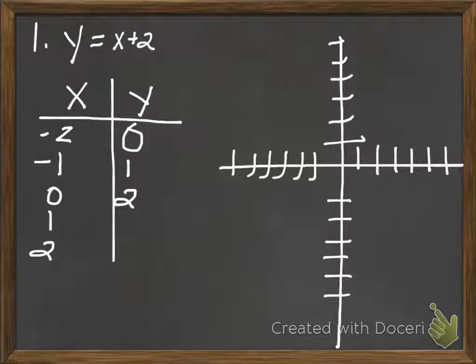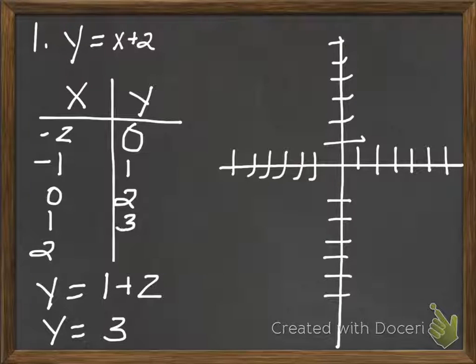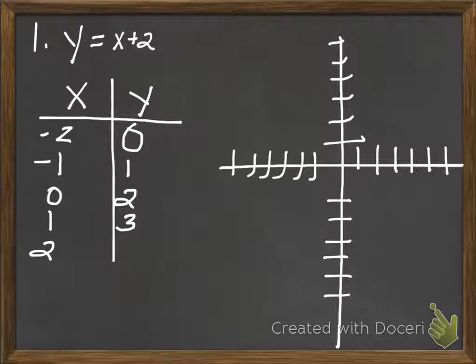All right, now we have x equal to 1. So we have y equals 1 plus 2. So y equals 3. All right, and we have one more to do before we can graph our points. We have x equals 2. So we have y equals 2 plus 2, which gives us 4.